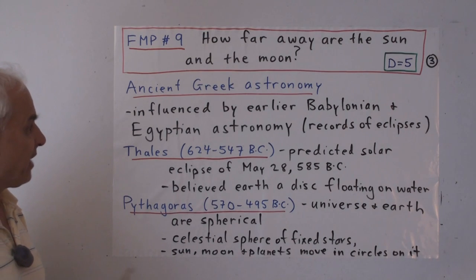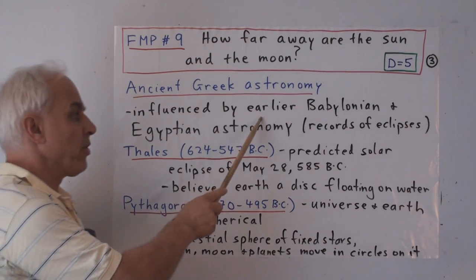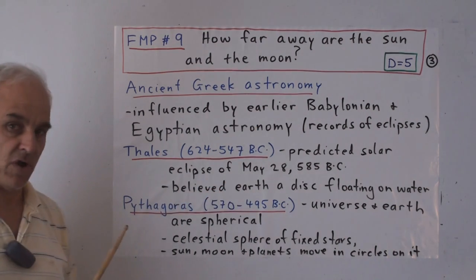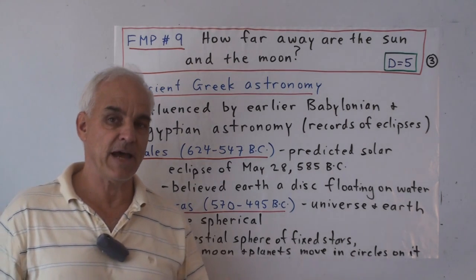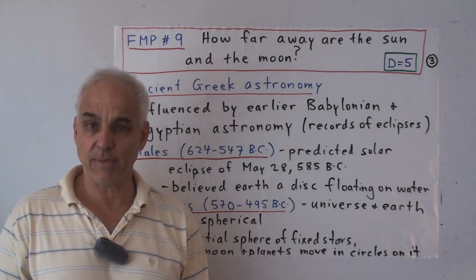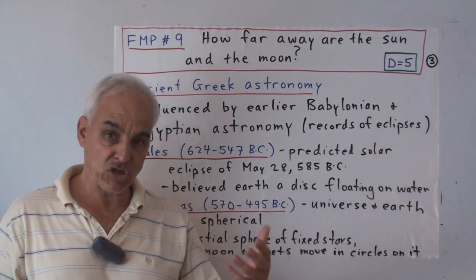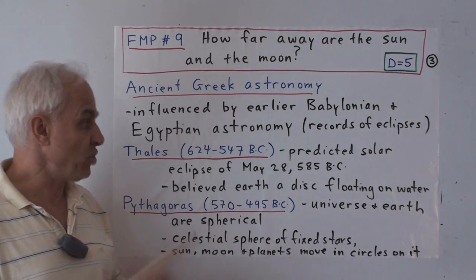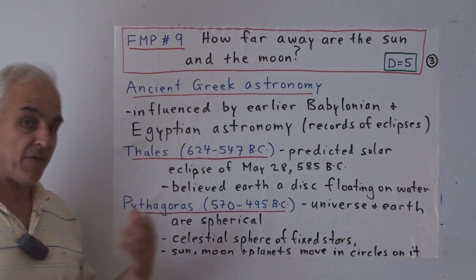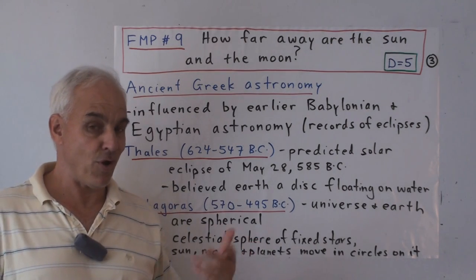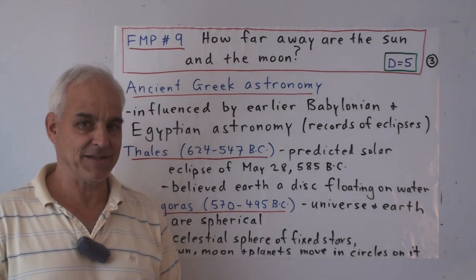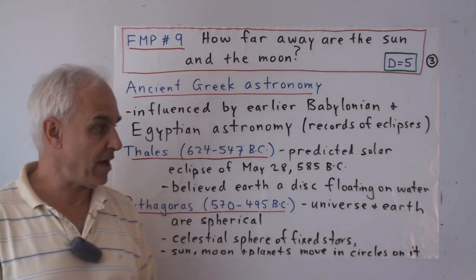Let's first of all admit that they were certainly influenced by earlier Babylonian and Egyptian astronomy. So the Babylonians had a well-established tradition of astronomy, as did the Egyptians. They made measurements, they had observatories, along with other ancient cultures. Almost all ancient cultures were interested in this general problem of what happens in the night sky.